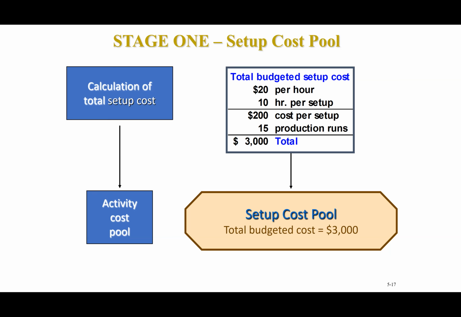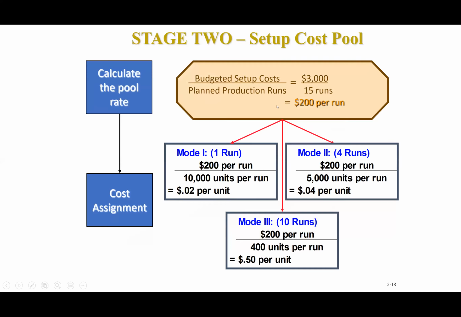All right. And then the second step is going to be $3,000 over 15 runs. So it's $200 per run. And for Model 1, we have only one run. So $200 per run divided by 10,000 units. So we were able to allocate 2 cents per unit for Model 1 of setup cost.